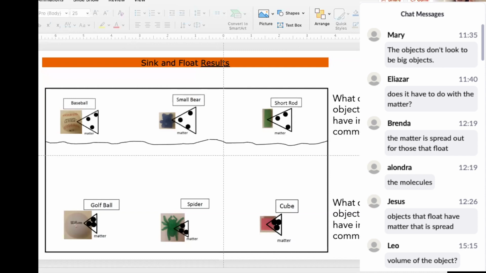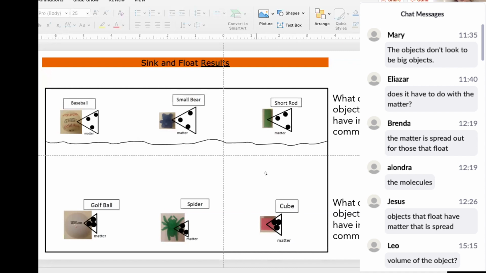All right. So, oh, I see Jesus is saying that the objects that float have matter that is spread apart. So what I'm going to do right now is, Jesus, I want you to unmute your microphone and tell us what you mean by that. All right. Well, the ones on top, the little dots, they're spread much further apart than the ones in the bottom.